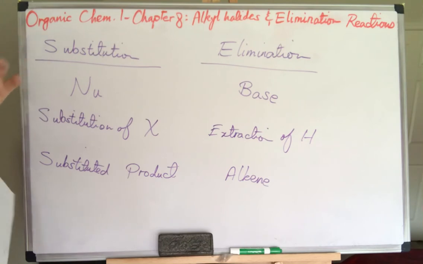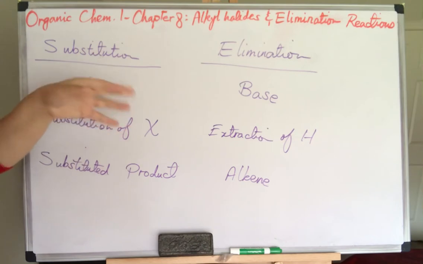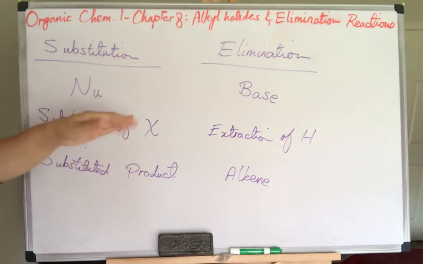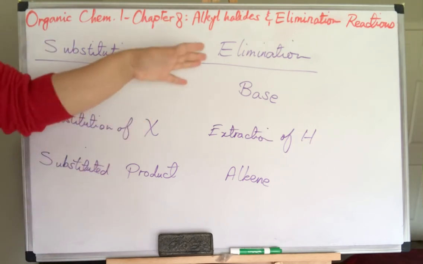In substitution reactions, as we saw in the previous chapter, we need a nucleophile. We have the substitution of the halogen: fluorine, chlorine, bromine, and iodine. We learned that chlorine, bromine, and iodine are the best. And the product is a substituted product. The nucleophile is going to replace the halogen. But what happens in elimination?